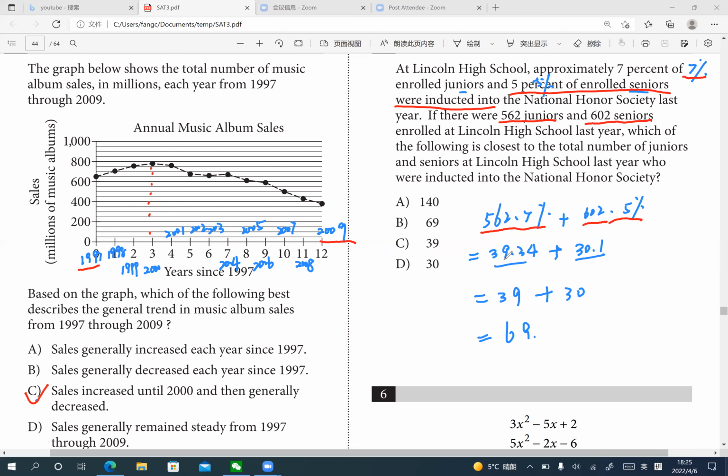And we do the calculation. The first one is 39.34, and the second one is 30.1. Because the number of people can't be a decimal, we choose 39 and 30, and adding them together is 69. So we should choose option B.